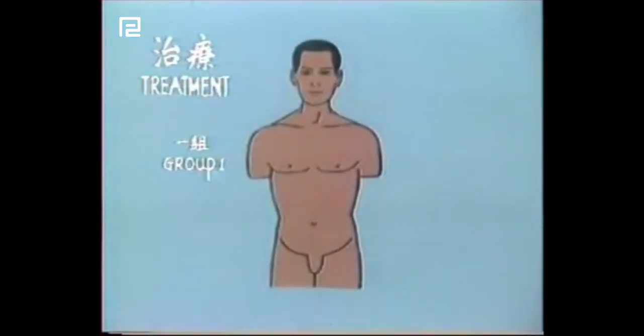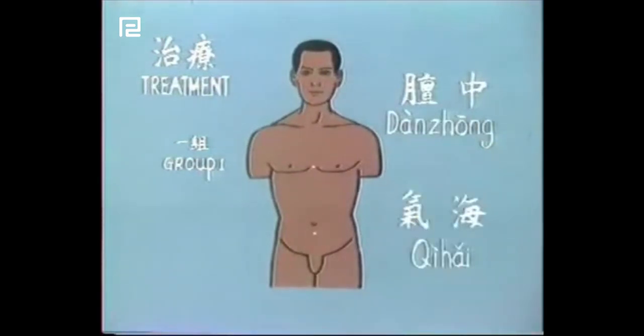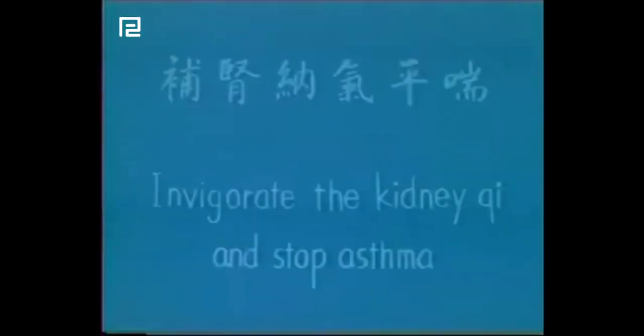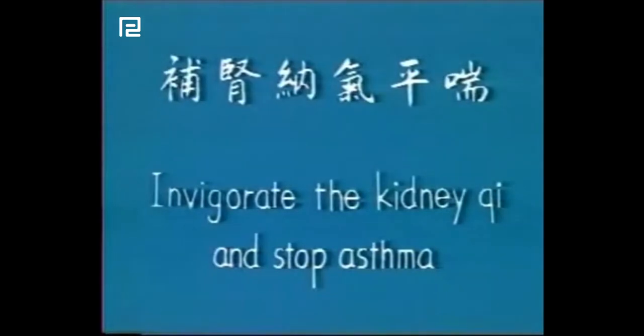Treatment. Group 1. Danzhong, Ren 17, and Qihai, Ren 6. Group 2. Dazhui, Du 14, and Feishu, bladder 13. Using these 2 groups of points alternatively can invigorate the kidneys and relieve asthma.